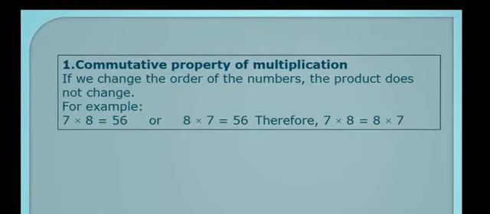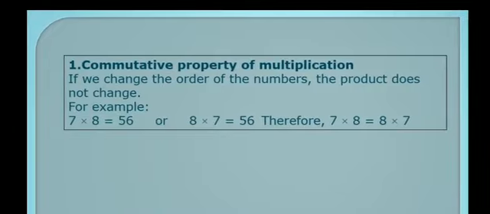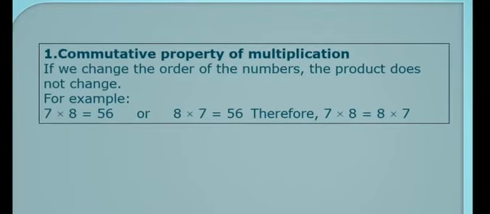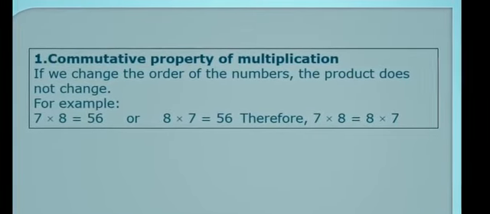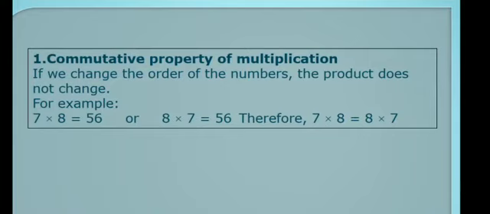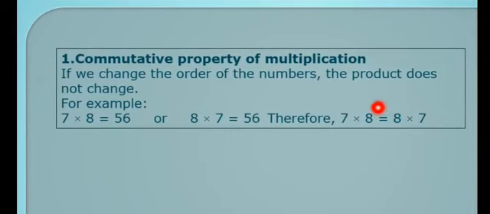A very simple example shows this property. 7 multiplied by 8 is equal to 56. So even if you change its order, which gives you 8 multiplied by 7, it equals 56. So whether it is 7 into 8 or 8 into 7, it will give you the equal answer. So this shows the commutative property of multiplication: 7 multiplied by 8 or 8 multiplied by 7 remains the same.